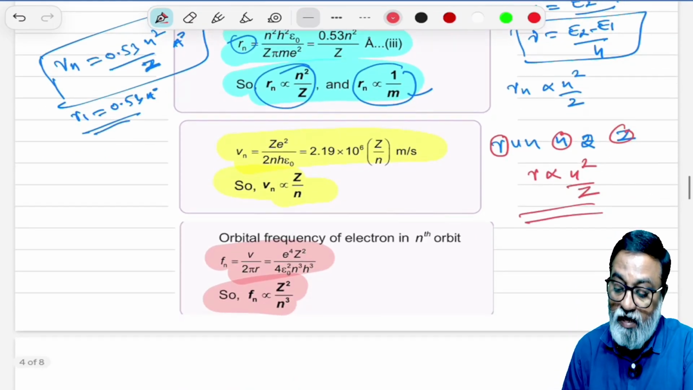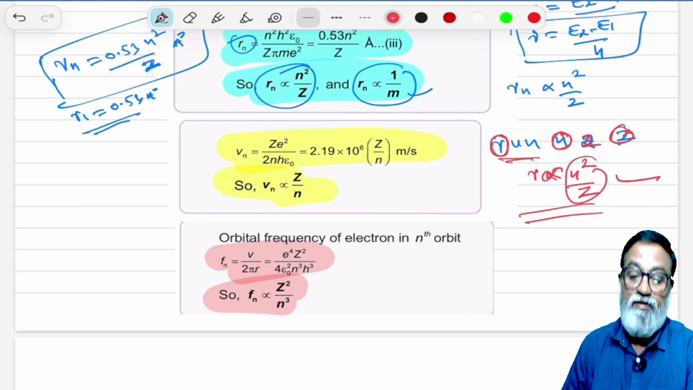See here, "run n2 z". Therefore, this is r, here is n, this is 2, this is Z. Therefore, r is proportional to n square by Z.